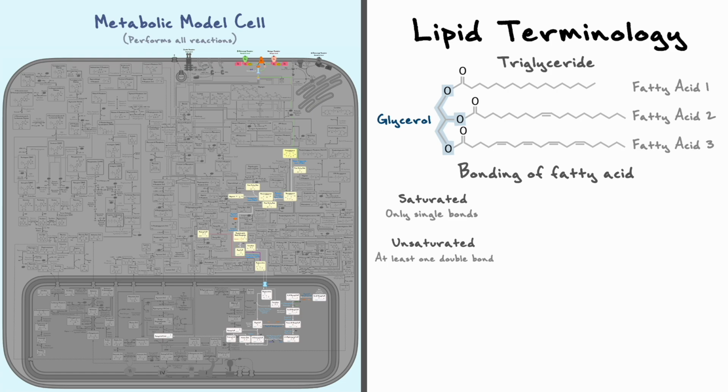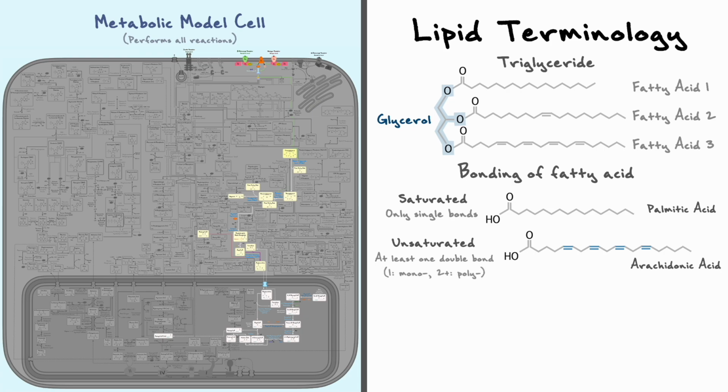As an example for saturated ones, we can consider palmitic acid, which is a 16-carbon long fatty acid. For unsaturated ones, we can consider arachidonic acid, which has 20 carbons and contains many double bonds. When an unsaturated fatty acid has only one double bond, it is referred to as monounsaturated, and when it has two or more, it is referred to as polyunsaturated. In this instance, arachidonic acid is a polyunsaturated fatty acid.